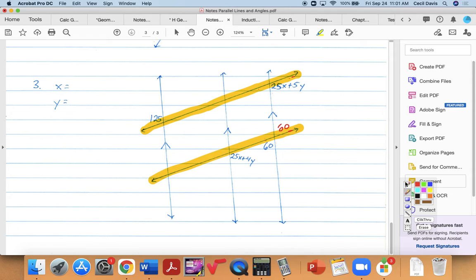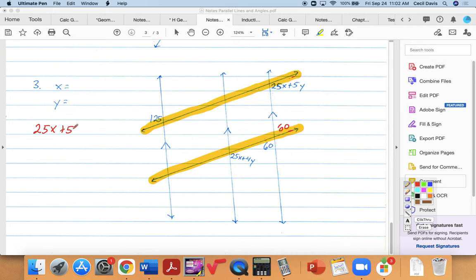Now, what type of angles are the 125 and the 25x plus 5y? Alternate exterior angles. Alternate exterior, very nice. So what, am I crossing parallel lines? Yes, this is going through several lines that are parallel. So what's the relationship that those 2 angles are going to have? They're going to be congruent. So I can write an equation, 25x plus 5y is equal to 125.